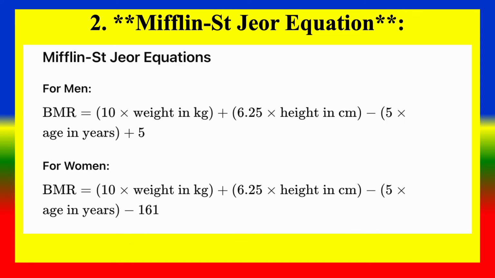Second, the Mifflin equation. For men, BMR is equal to 10 times weight in kilograms plus 6.25 times height in centimeters minus 5 times age in years plus 5. For women, BMR is equal to 10 times weight in kilograms plus 6.25 times height in centimeters minus 5 times age in years minus 161.